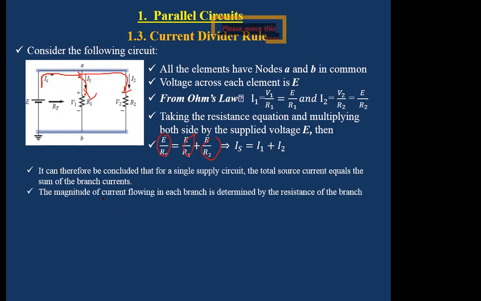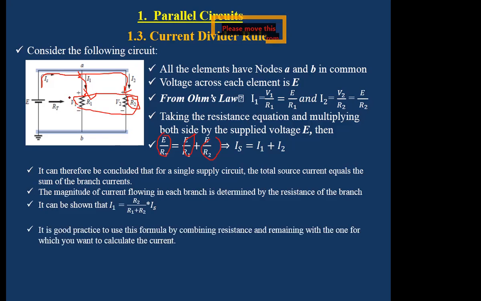So the magnitude of the current in each branch is determined by the resistance of that branch. And it can be shown that the current I1 will be given by R2 over the sum of R1 plus R2, multiplied by the supply current, right? You can work around to see the proof there.